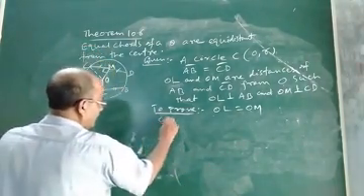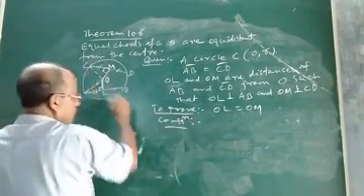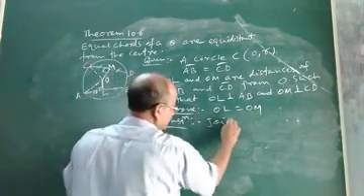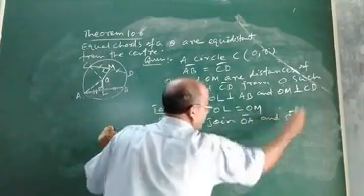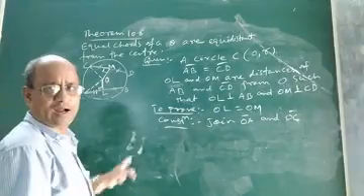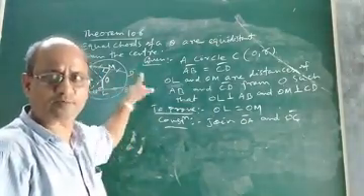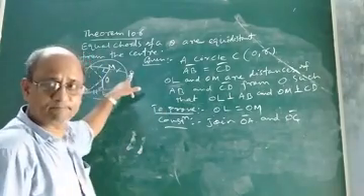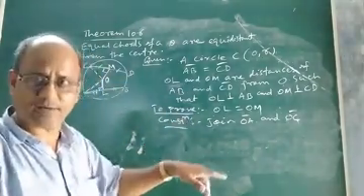Then the construction. The construction is, you just join OA and OC. Children, when we join OA and OC, they represent the radius of the circle. They become the radii of the circle.